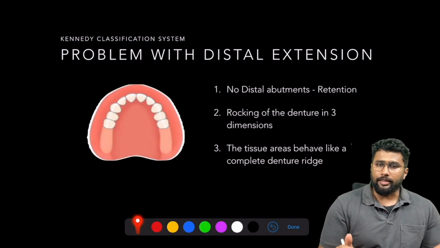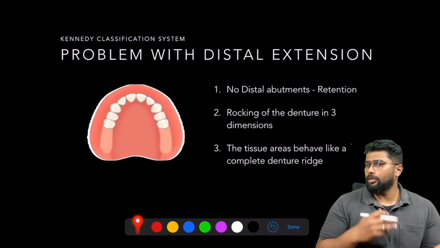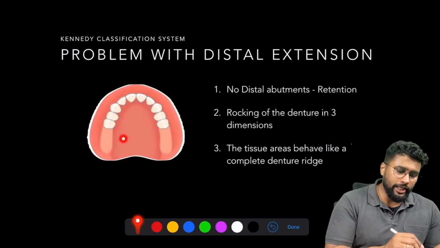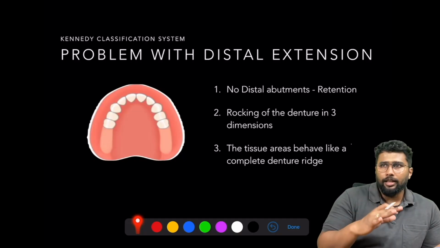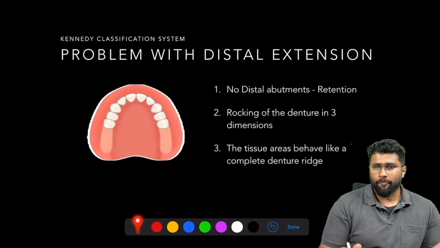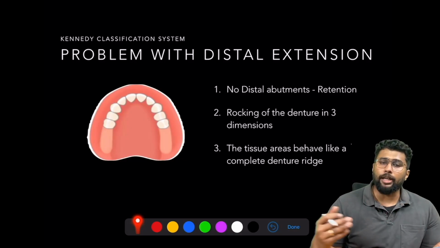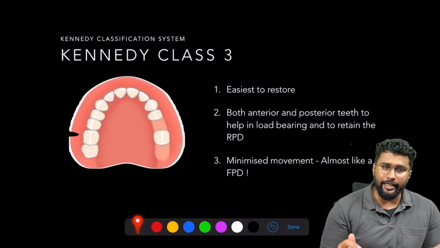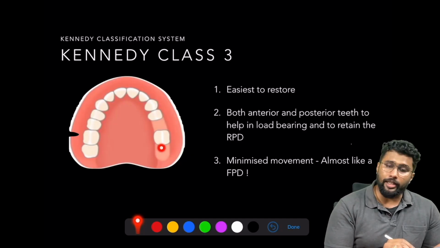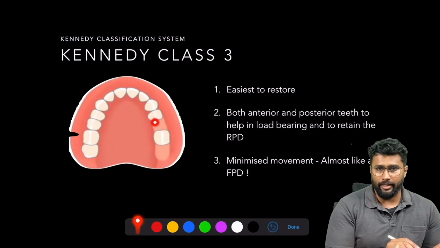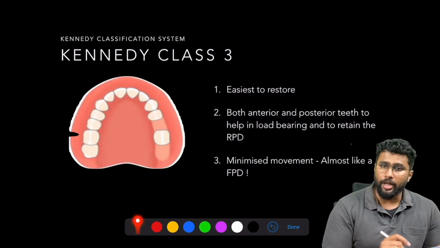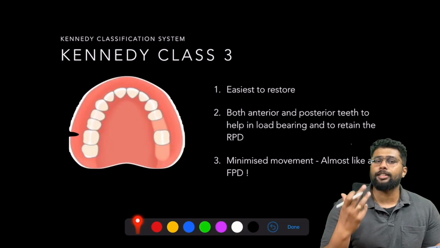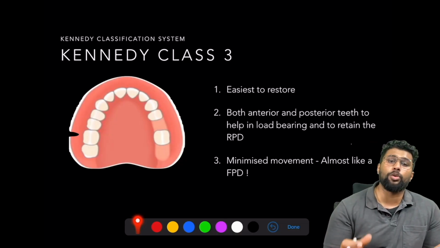The problem with the distal extension, like I said before, is that there are no distal abutments, so retention is going to be compromised, the denture is going to rock, and the tissue areas in these particular areas, the ridge, you can think of it similar to a complete denture ridge, right? So the problems that you have in a complete denture are carried over here as well. Now, whereas in a class 3 Kennedy situation, there are teeth posterior and teeth anterior as well. These are the easiest to restore, often have the best prognosis, and the movement of these partial dentures is extremely minimized, and you can think of it in principle almost like a fixed partial denture.